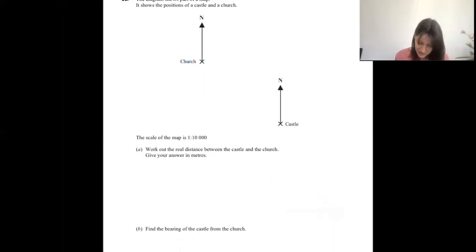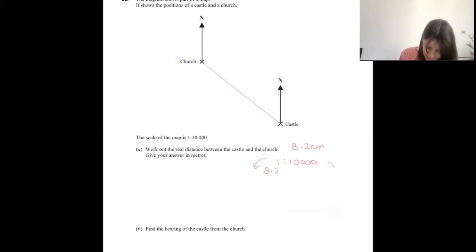Okay, so the first question says, work out the real distance between the castle and the church. And it says, give your answer in meters. So what you would do here is you would measure using your ruler the distance between those two. Okay, and I know from the real exam, a question that would measure at about 8.2 centimeters. So the scale that we've been given is 1 to 10,000. I've just measured 8.2. So obviously we're going to be timesing that side by 8.2.